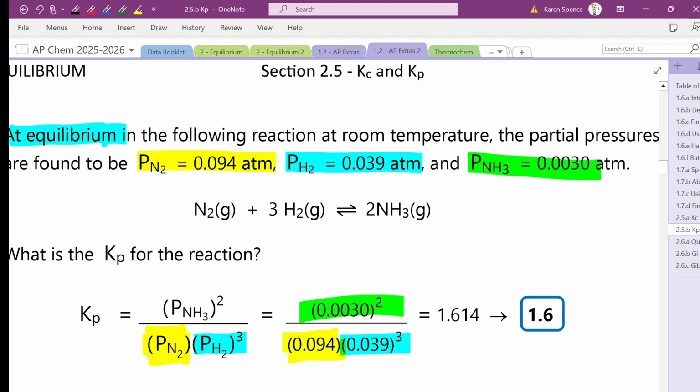There we go. Toss them all in, raise them to the correct powers, and you get your final answer. Simple? Yes.